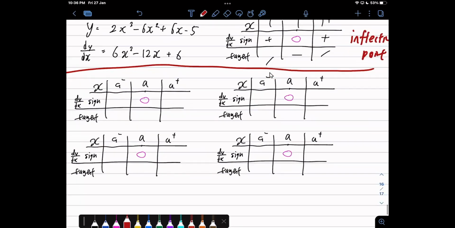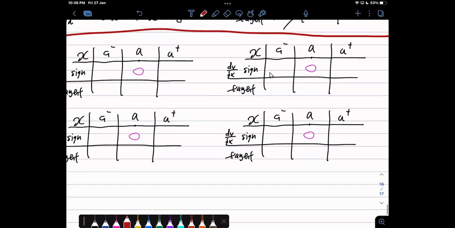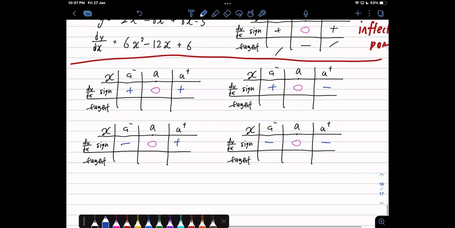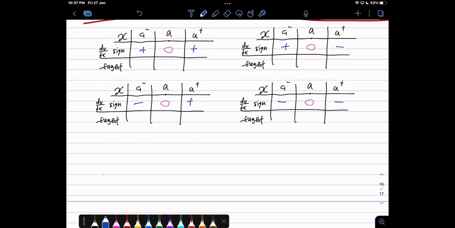4 possibilities. Let me use blue color. Plus, plus; plus, minus; minus, plus; minus, minus. Make sense or not? These are the only 4 possibilities. If you've done probability, you have seen this kind of tree, right? It's a tree diagram. Very useful. You will see this in math a lot. But of course, the table format is also very fine, also very clear.